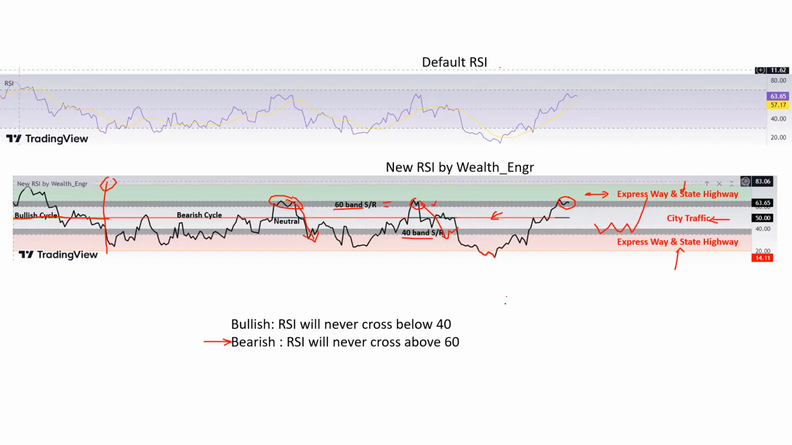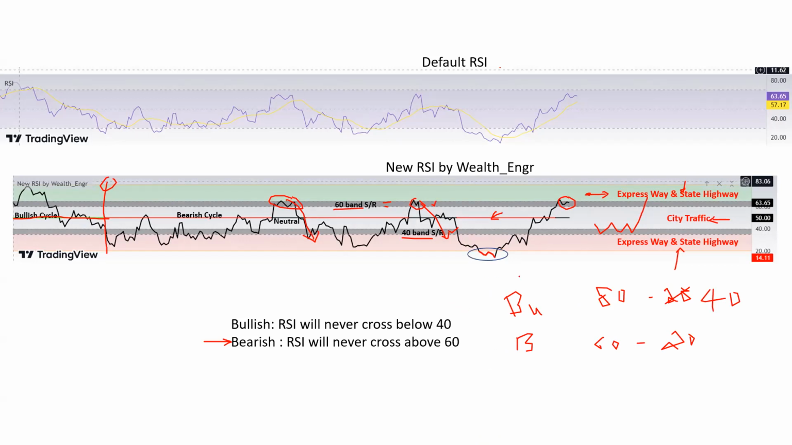For a bullish case, what is its range? The range will be from 80 to 40. This is the range for a bullish one. And for a bearish one, what is the range? From 60 to 20. Sorry, this is not 20, this is 40. I will try to explain this in the chart, and you will get a better understanding.